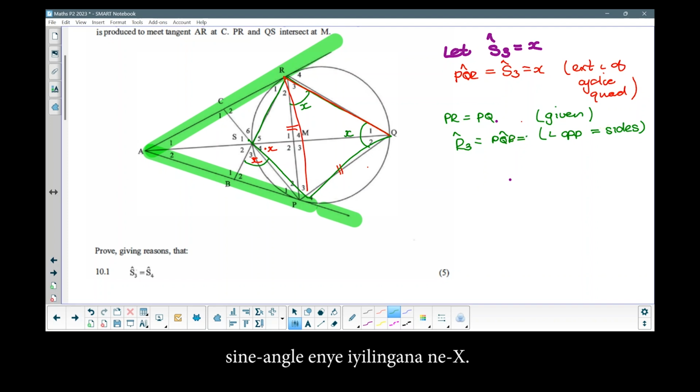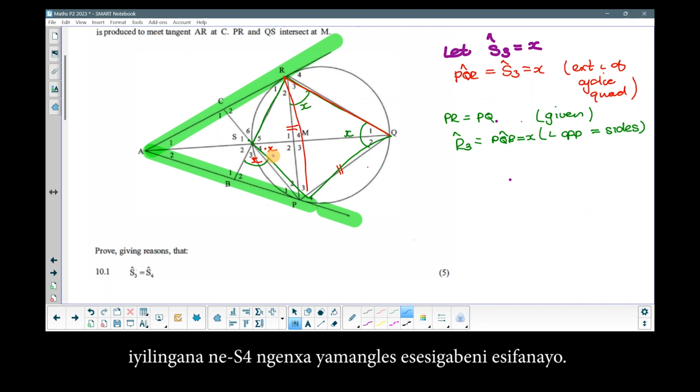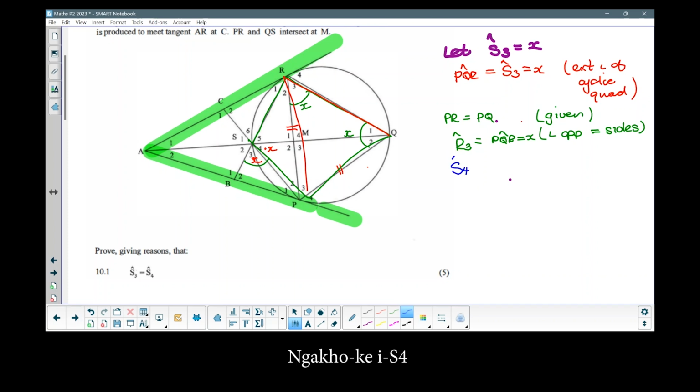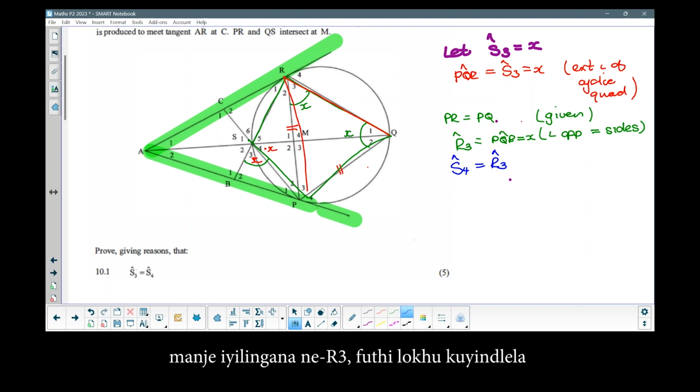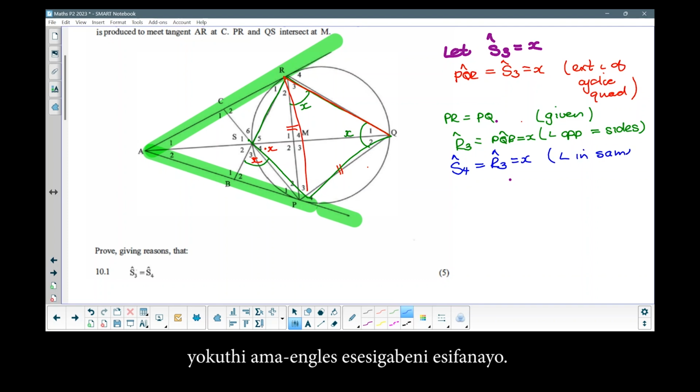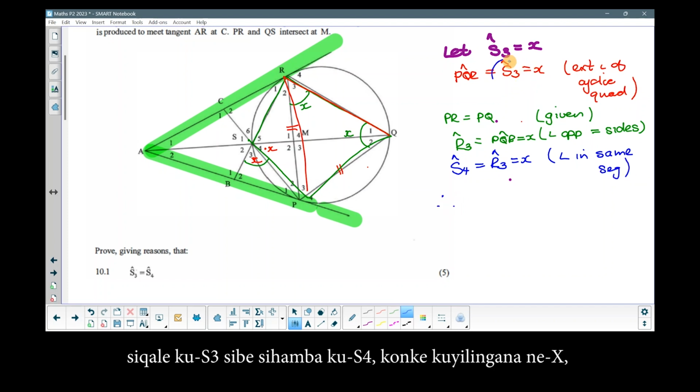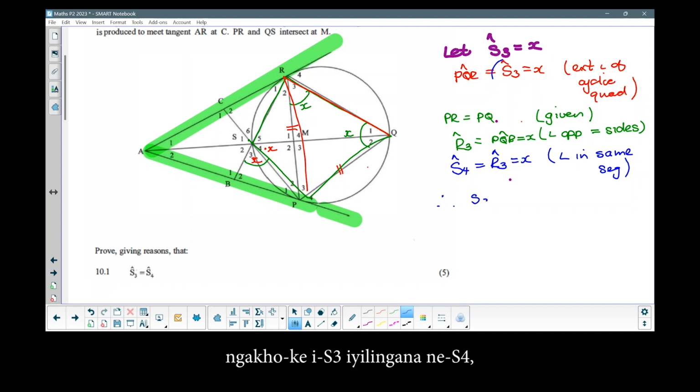And that means we have another angle equal to X. Then the last deduction that we made was that angle R3 is equal to S4 because of the angles in the same segment. So S4 is now equal to R3, which is also X, and that's angles in the same segment. Therefore, if you look closely, we've got from S3 all the way down to S4 all being equal to X. So therefore S3 is equal to S4, and in this case we named it X.